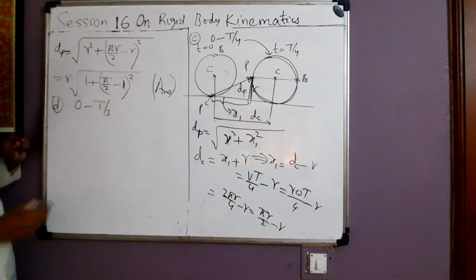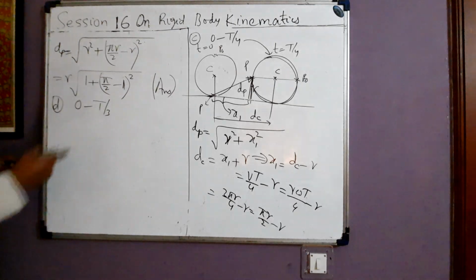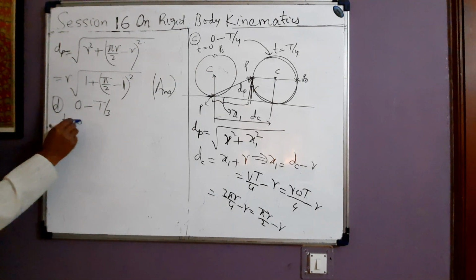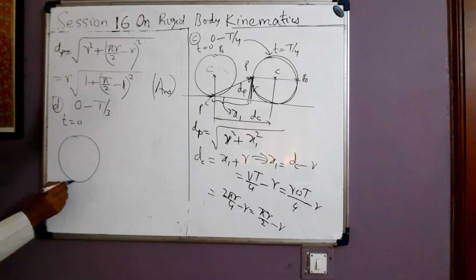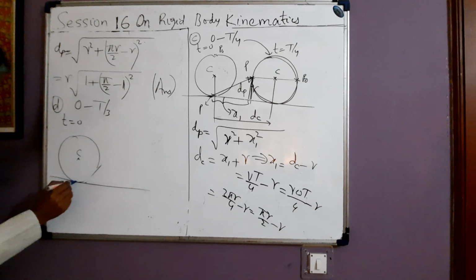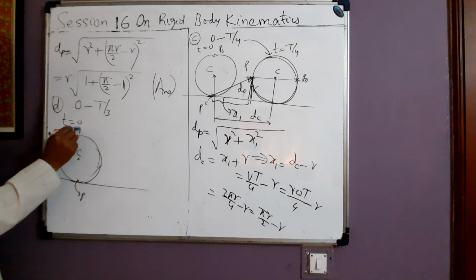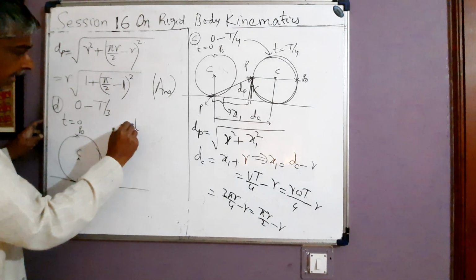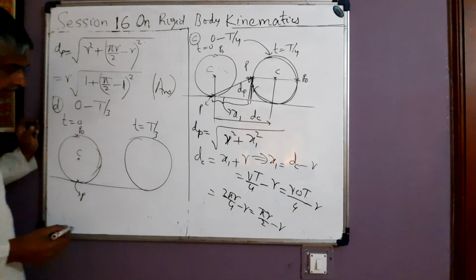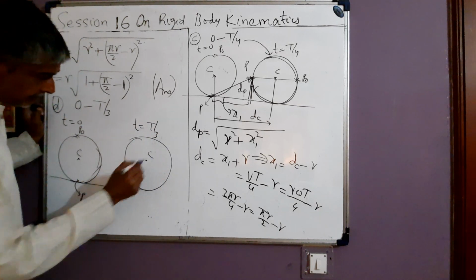T by 3. Okay. Again, I draw the diagram as I have been doing in part A, B and C. The time 0, the situation is something like this. This is center C. This is point P. This is point P naught. At t equal to T by 3, the drum has moved ahead. Now see, center is here.